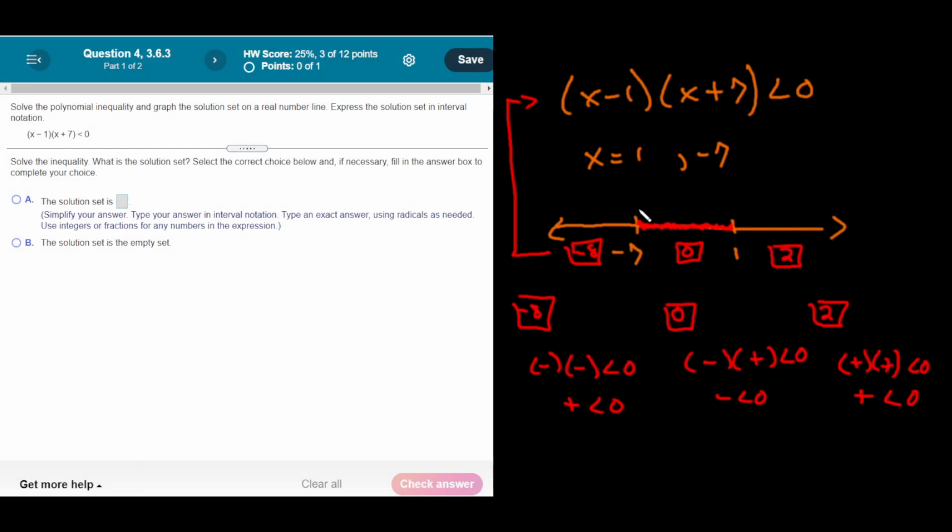We're done. What symbols are we going to put here? The symbols depend on this guy here, the less than symbol. So it's not equal to, so we're going to put parentheses. So your interval notation is going to be whatever your graph is, -7 to 1, bind it together. So -7, 1.